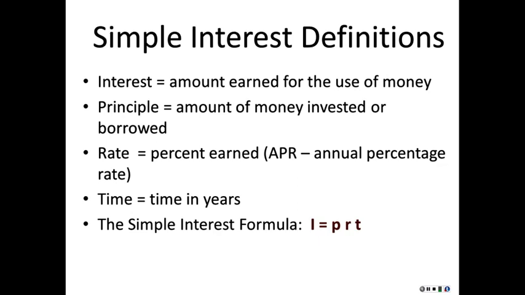A rate is the percent that's earned, and usually when we see the rate, it is an annual percentage rate, or APR is the abbreviation, and it means for 1 year. Your time is based on a year, so the time is always based on 1 year. And a lot of times you'll have to use 12 months in your formula. And the actual simple interest formula is I equals PRT. Now we'll talk about what each of those elements are in just a second here.